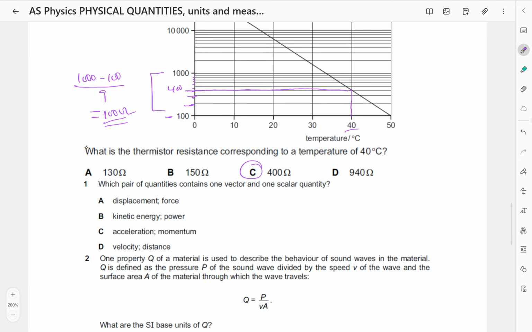Which pair of quantities contains one vector and one scalar? Displacement is a vector, force is a vector. This is out. Kinetic energy is a scalar, power is a scalar, that is out. Acceleration is a vector, momentum is a vector, that is out. So our answer is going to be D. Velocity is a vector, distance is a scalar.